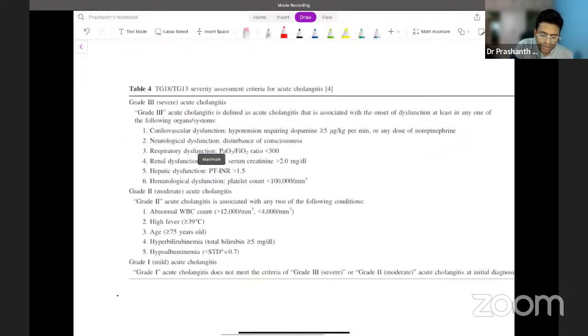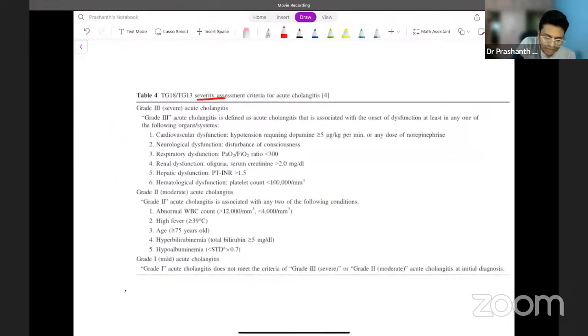And again, you can classify the severity as 3, 2, and 1 based on organ failures. Organ failures means any one of it is also an indication of severe cholangitis. You guys can go through it in your free time. So these are tentative topics.